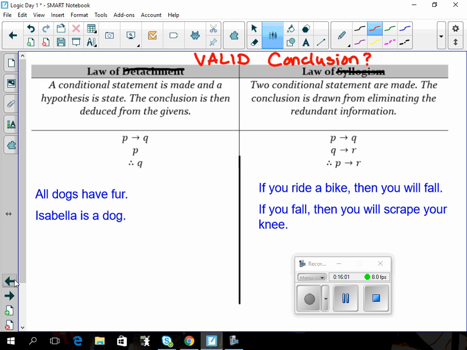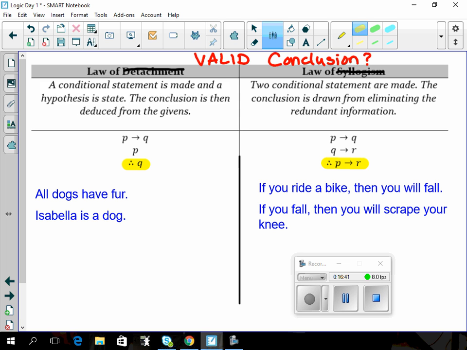So valid. Okay? What do these three little dots mean that we learned last week? Therefore. So doesn't that mean conclusion? Yeah. Okay. So these two here are the valid conclusions in symbol form. We're going to do one at a time. The first one that we're going to do is the one on the right-hand side. What do all of those arrows mean?